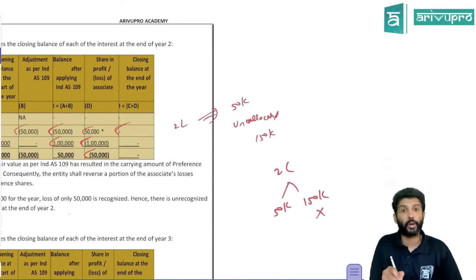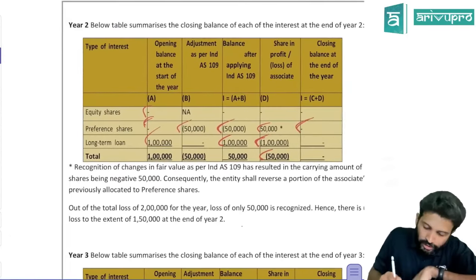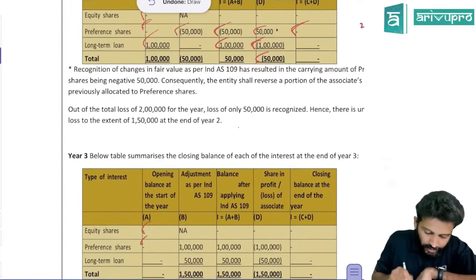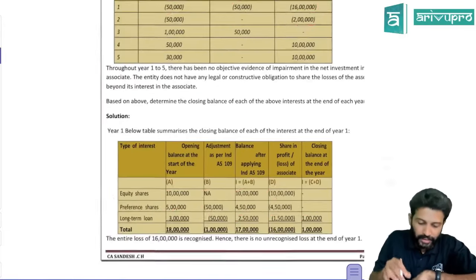150 is not yet distributed in year 2. Keep this in mind. So this is the closing balance. The second year's closing balance will become the third year's opening. Again, third year, check what happened.